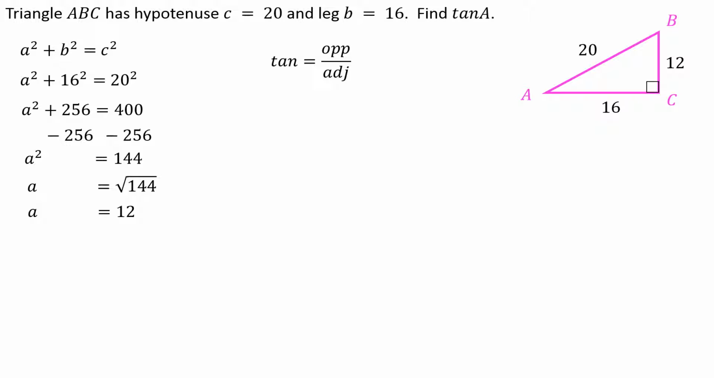Again, tangent is opposite divided by adjacent. So if we're looking at a tangent of angle A, opposite side is 12, adjacent side is 16. And of course, I've got a common factor of 4. Cancel that common factor. Tangent of A is 3/4. Since the directions did not ask for a decimal, I'm just going to stop right there. I'll be a mathematician. Keep it as a fraction.